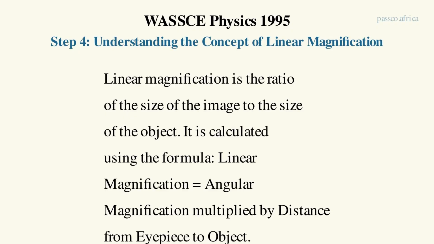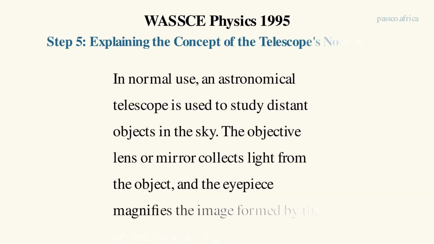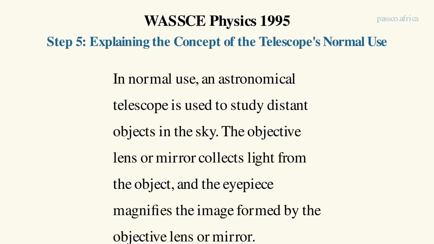Linear magnification is the ratio of the size of the image to the size of the object. It is calculated using the formula, linear magnification equals angular magnification multiplied by distance from eyepiece to object. Step 5. Explaining the concept of the telescope's normal use. In normal use, an astronomical telescope is used to study distant objects in the sky. The objective lens or mirror collects light from the object, and the eyepiece magnifies the image formed by the objective lens or mirror.